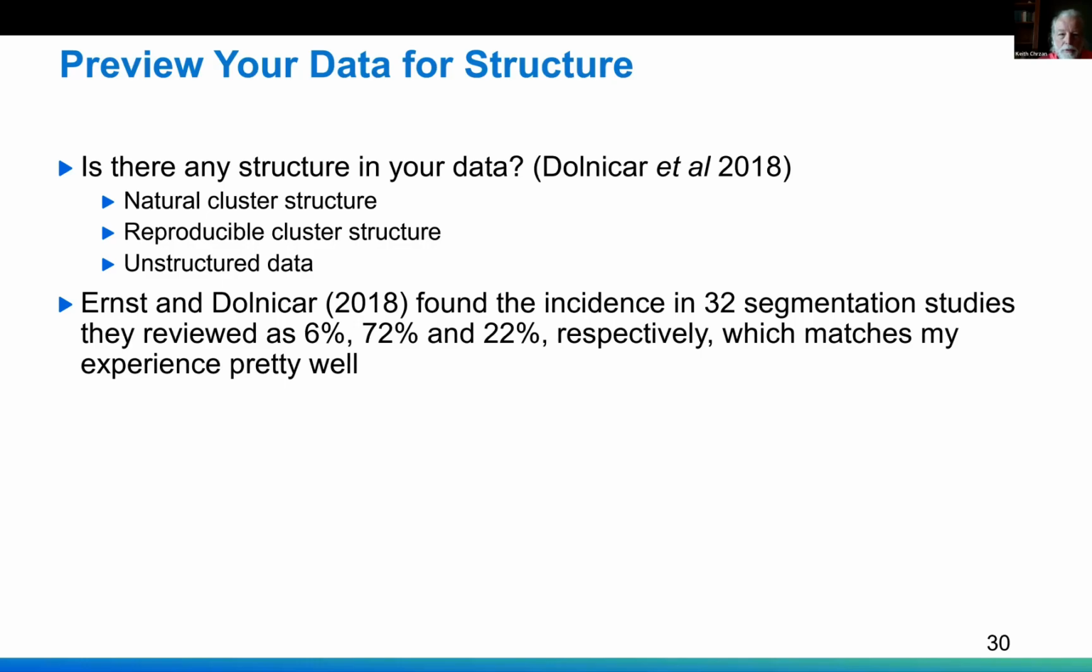Later, some other authors did a review and looked at 32 segmentation studies. They thought that 6% of them had a natural cluster structure that was easy to find, 72% had a reproducible cluster structure, and 22% had unstructured data. When I think about my experience looking at data structure for segmentations, that's pretty much what I see in my practice as well. If anything, I find fewer studies that have a natural cluster structure, and maybe a few more that have unstructured data, but maybe I'm just unlucky.